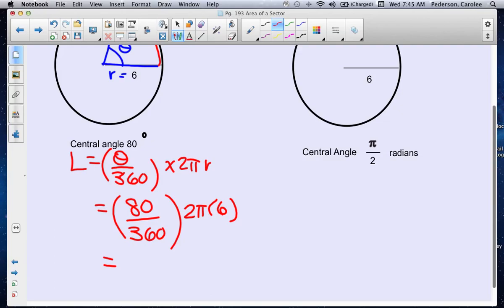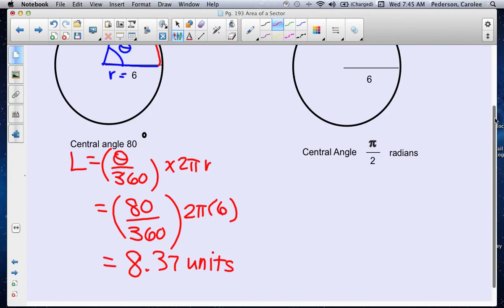Then with your calculator, 80 divided by 360, multiply it by 2 pi, and times 6. And it is 8.37 units. Now, if there were something like centimeters given, then the units would be 8.37 centimeters.